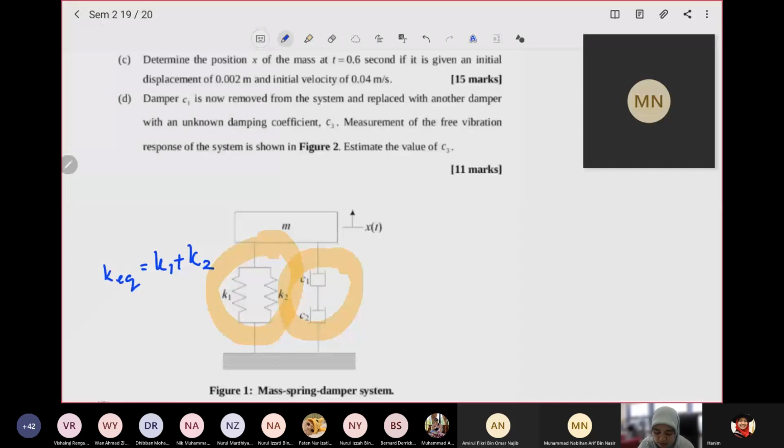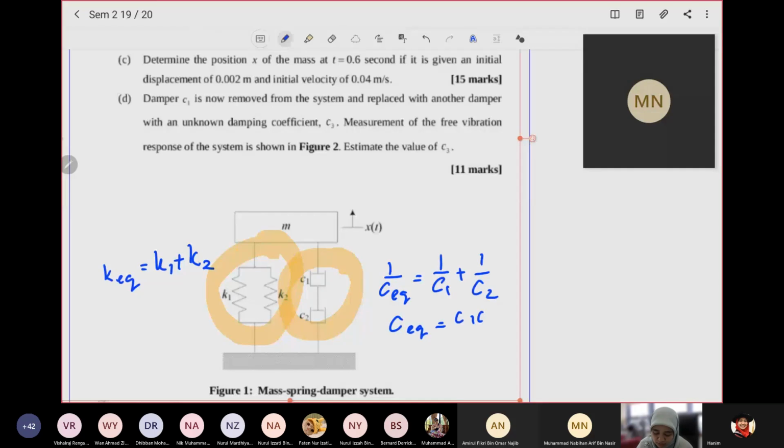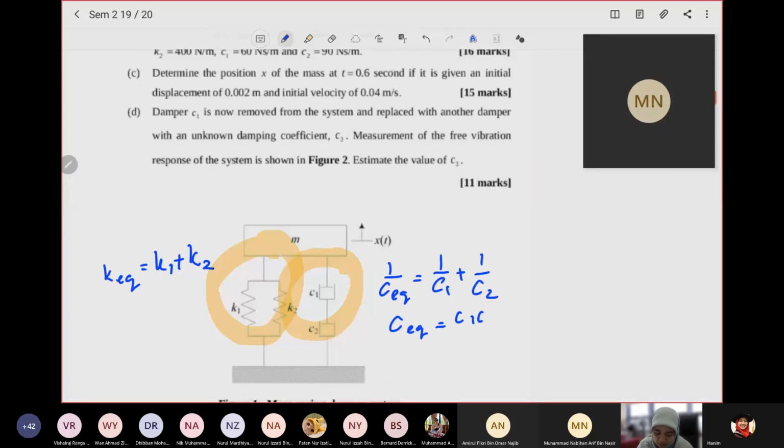And your C equivalent here, because it's in series, you don't just add them up. You have to take the inverse, so 1 over C equivalent equals 1 over C1 plus 1 over C2. If you rearrange that, you should get your C equivalent is C1 C2 over C1 plus C2. So you basically answer part A there.